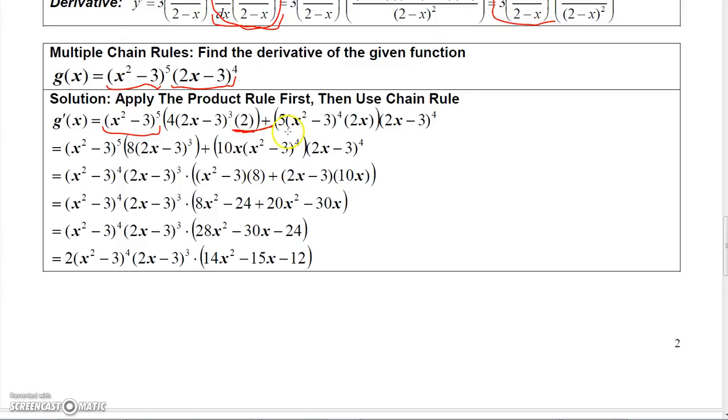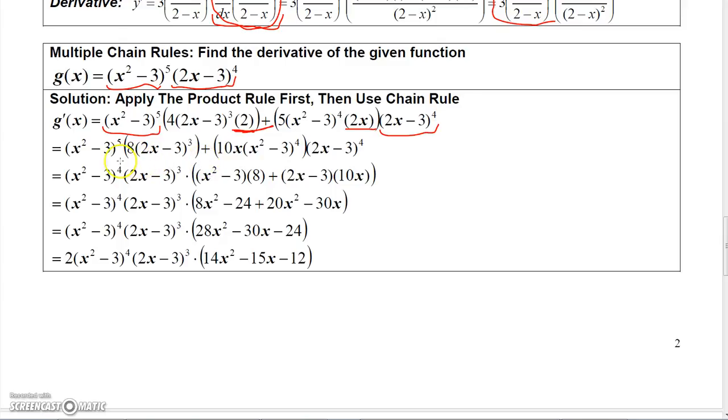And then the second term would be, I would take (2x − 3) quantity to the 4th, which is the second factor, times the derivative of the first factor. Using the general power rule, that derivative would be 5 times (x² − 3) to the 4th times the derivative of the inside. Okay, and now the rest of it's just algebra. When I multiplied 4 times 2, I got 8. When I multiplied 2x times 5, I got 10x.